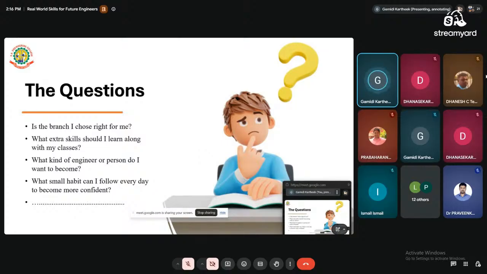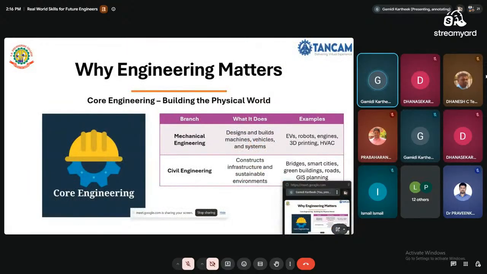So, what are the different habits you have to follow every day to become more confident, and many other things, we will see. Before that, let's see what the different branches are for each engineering student. Basically, engineering is divided into two main aspects. One is core engineering and another one is non-core engineering. Of course, many sub-classifications are there, but I'm not going into that.